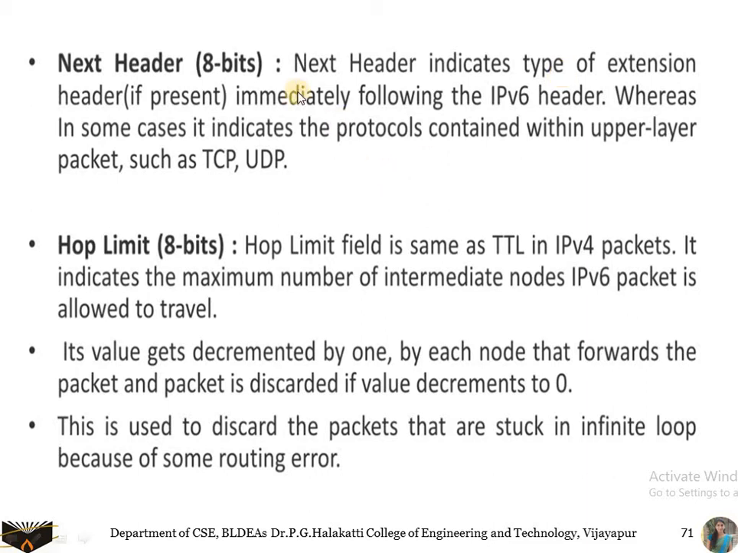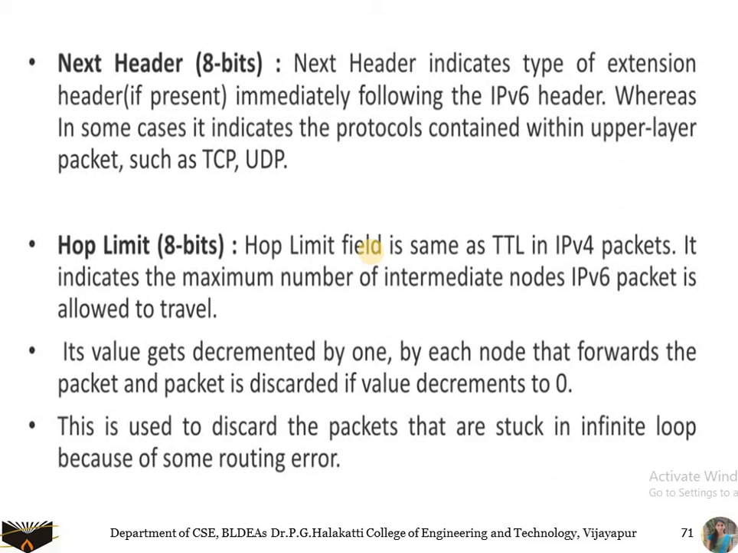So what kind of extension header you are going to use is specified by the next header field. Next we have the hop limit. Hop limit is of 8 bytes. Hop limit is similar to the TTL field, that is the time to live field, and it is used in IPv4 packets as well. It indicates the maximum number of intermediate nodes an IPv6 packet is allowed to travel.